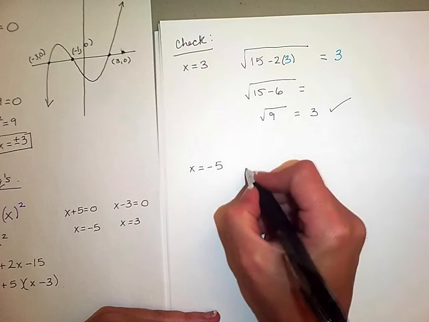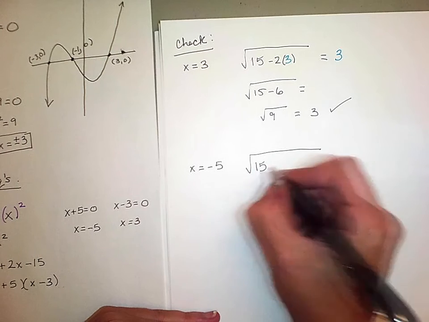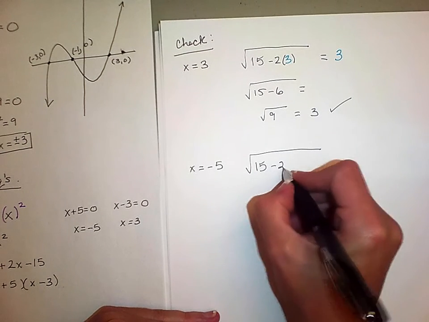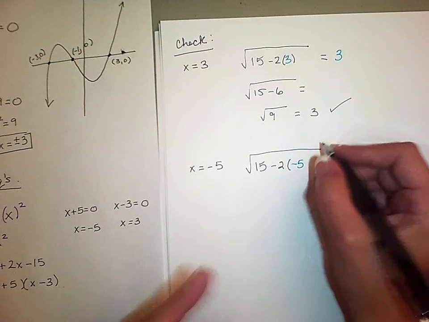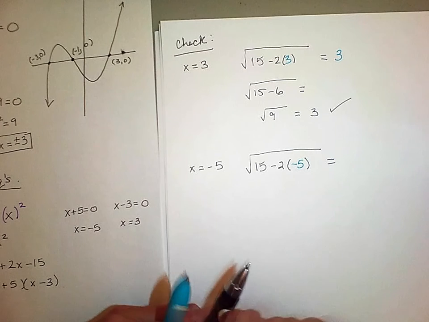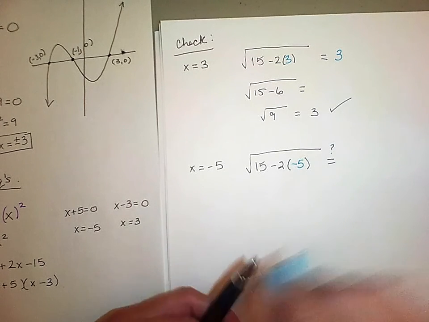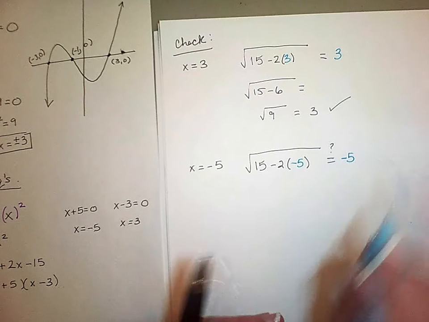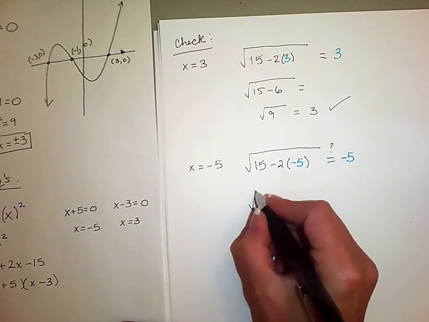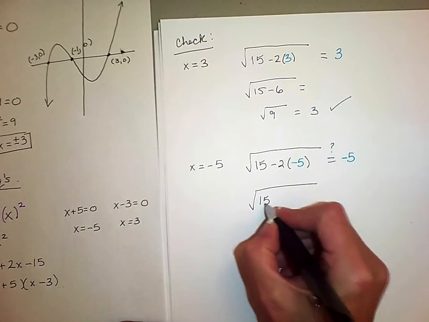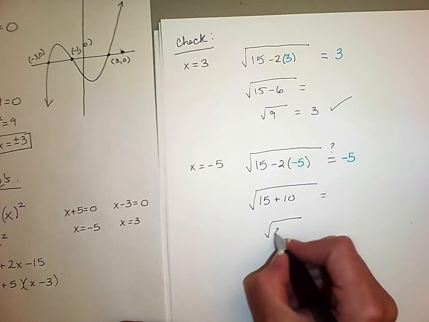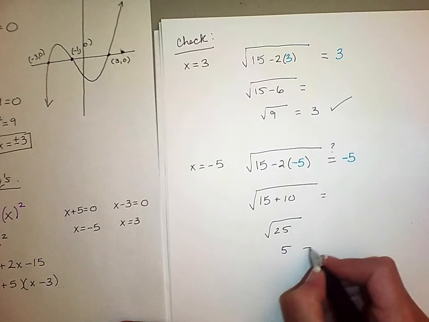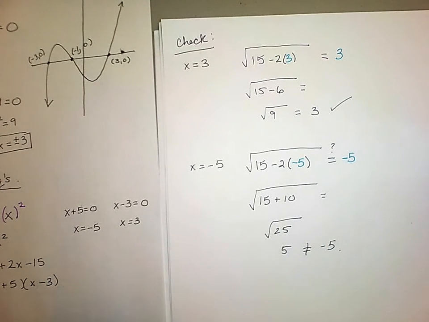Now with x is equal to negative 5, I want to show you what I was talking about. Okay, so 15 minus 2 times negative 5. And we're asking, does that equal negative 5? So, working underneath the radical here, the square root of 15 plus 10, that's equal to the square root of 25. And this is 5, and 5 does not equal negative 5. So let's check our solutions.